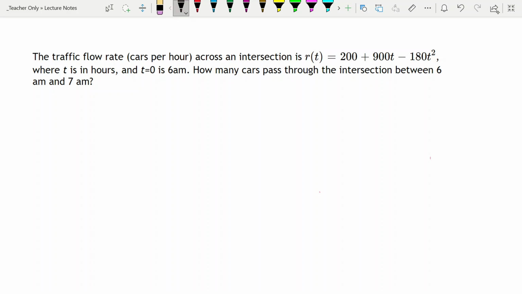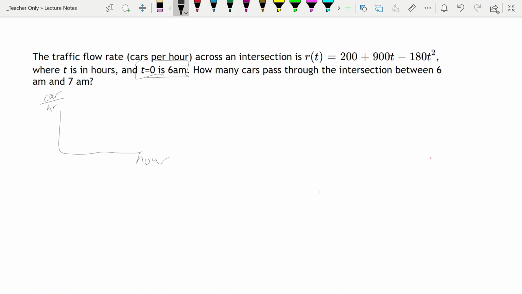So I think it's always good to imagine, what are we talking about? We're putting in t, we're getting out R. T is measured in hours, where R is in cars per hour. And t equals 0 is 6 a.m. That's very important. So if I sub in 0, that really means 6 o'clock in the morning, okay?